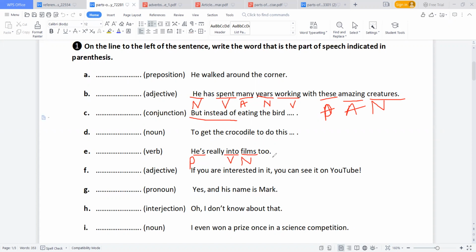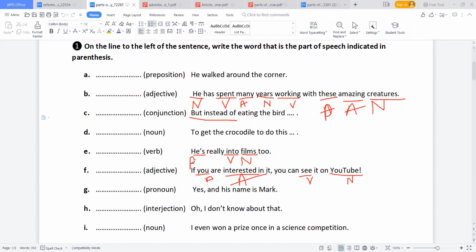Next: if you are interested in it, you can see it on YouTube. Ma'am, interested. Perfect. So this is a pronoun and this is a noun. See is a verb. And what's the relationship between this and this one? Interested. So this is an adjective. Yes, ma'am.